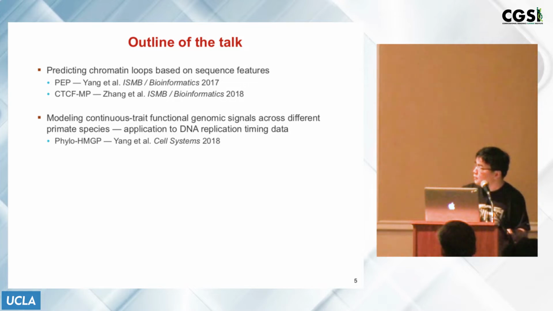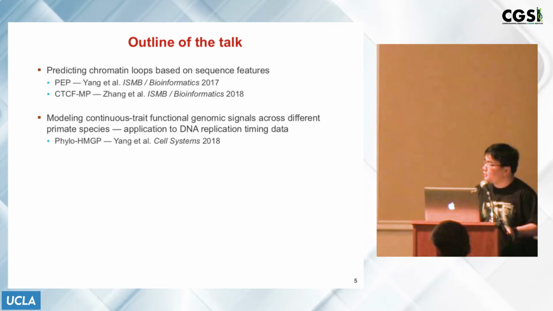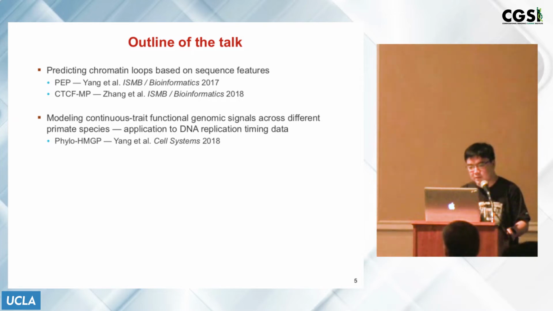First I'll talk about these loops, and then I'll spend probably more time on a method we developed recently to model these continuous functional genomic signals across different species. We use DNA replication timing as a proxy to look at the genome structure across different species. And if I have time in the end, I'll talk a little bit about our ongoing work. This is unpublished, but hopefully the preprint will be submitted soon.